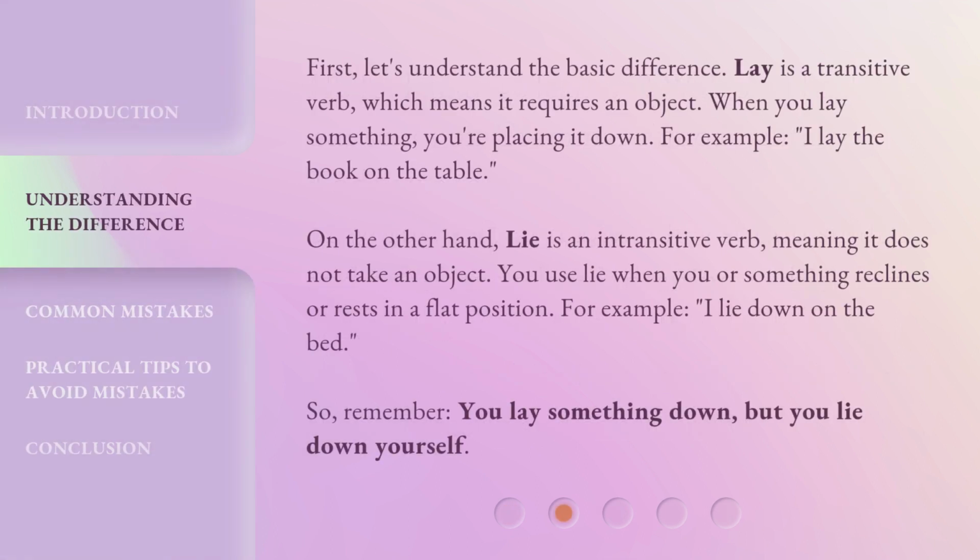First, let's understand the basic difference. Lay is a transitive verb, which means it requires an object. When you lay something, you're placing it down. For example, I lay the book on the table.